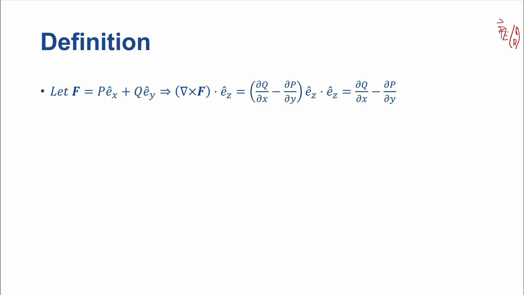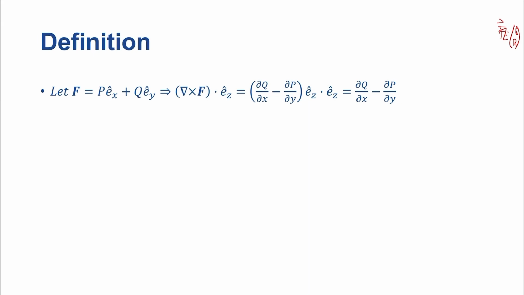So if I want to take the curl of our vector field, I will end up getting the x derivative of Q minus the y derivative of P, and that's multiplied by the e sub z basis vector. Now, if I actually dot product this with the e sub z basis vector, then e sub z times e sub z goes to 1. So the final result there is partial Q over partial x minus partial P over partial y.